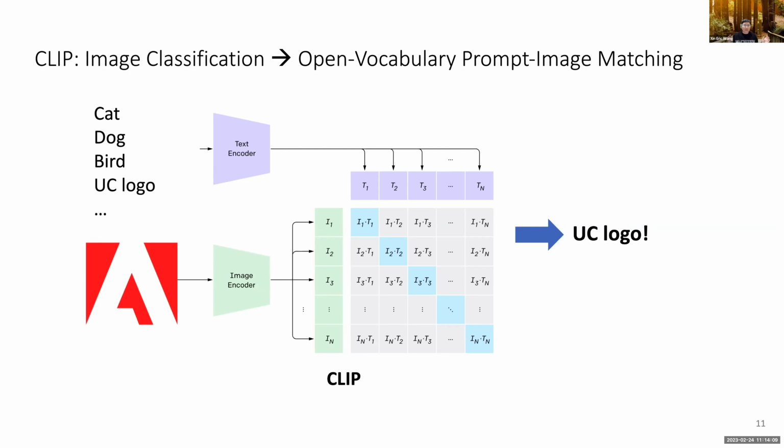By pre-training the CLIP model on large-scale external resources for image and text alignment, all we need to do is have a list of text prompts, including UC logo, and we use the CLIP model to calculate the cosine similarity between the image and each text prompt. Whichever gets the highest cosine similarity, we assign it as the label of this image. In this case, UC logo can be such an open vocabulary text prompt, and the CLIP model would be able to predict it, even though we didn't explicitly specify any class labels in the training phase.